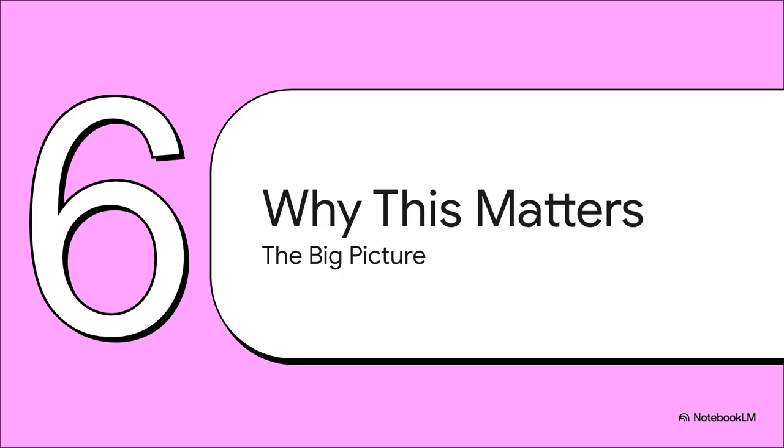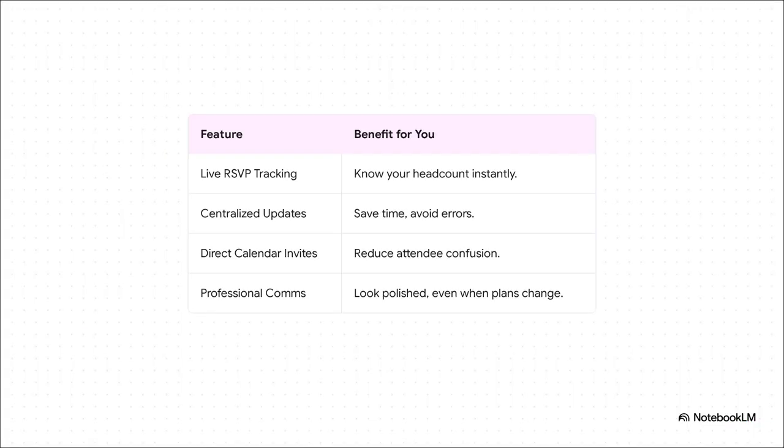So Mandy and Zach's story is a great little example, but let's zoom out and look at the bigger picture. What does this kind of tech actually mean for any event marketer out there? Honestly, it completely changes how you have to think about communicating with your audience. The value here is so clear. First, you get live RSVP tracking, so you instantly know your headcount. No more guessing games. Second, having centralized updates saves a ridiculous amount of time. And more importantly, it prevents those costly manual errors. You end up with way less confusion for your attendees, and you just look incredibly professional and put together even when everything's changing behind the scenes. It's all about control and confidence.